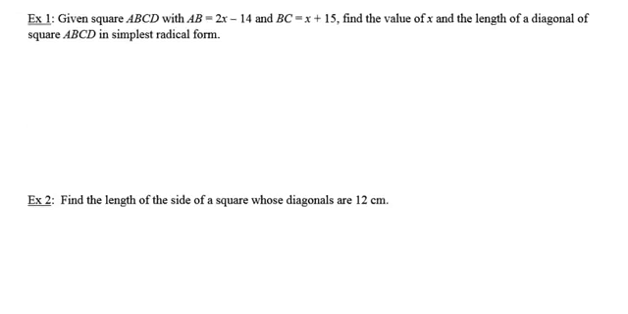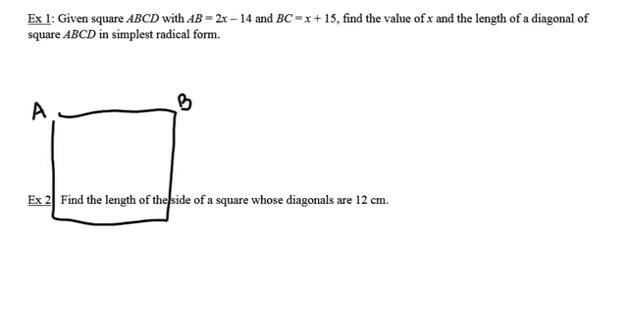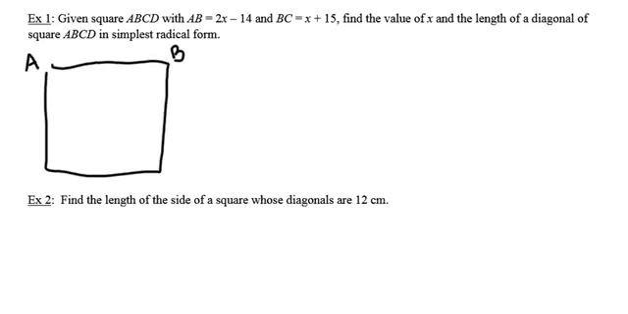So in example 1, we're given square ABCD with those attributes. They want us to find the value of x, and they also want us to find the length of the diagonal of the square. So because there's no picture, the first thing that I'm going to do is go draw a nice picture of this square. Remember, when you label the vertices, you either need to proceed around in a clockwise fashion or a counterclockwise fashion. The choice is up to you. But side AB has length 2x minus 14, and side BC has length x plus 15.